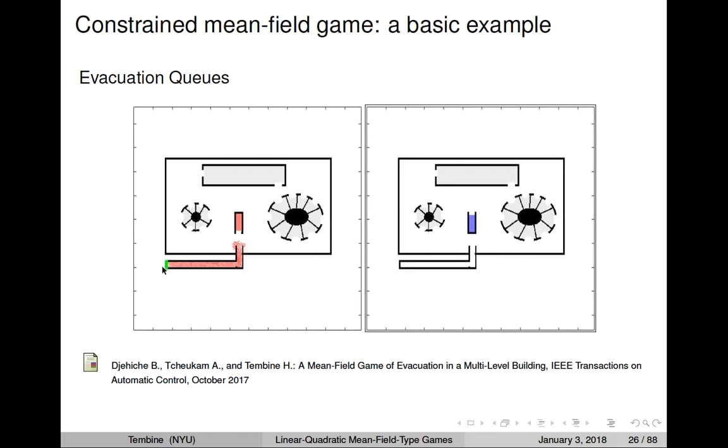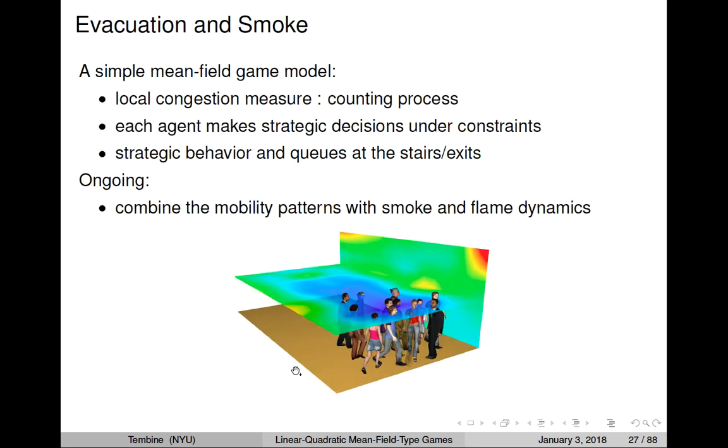When there is only one exit, you just need to wait until your turn arrives. But if there is more than one exit, you will see that they go not necessarily to the shortest path, but to the shortest queuing time plus travel time. So that's a different problem. And if you add more and more layers, then you have a network of flow of mean field equations.